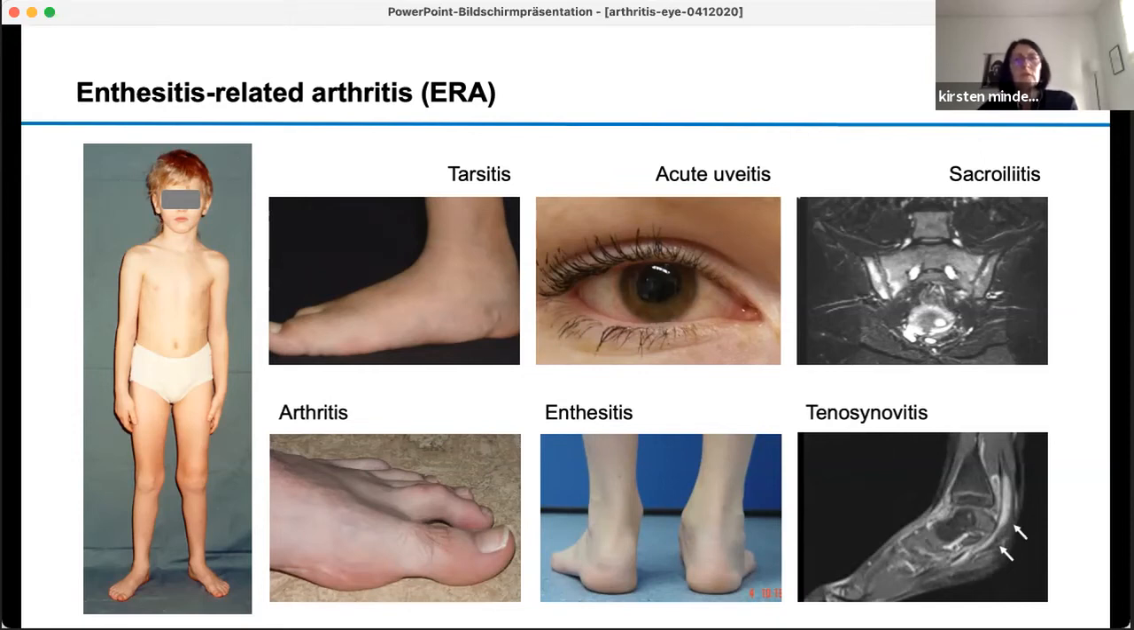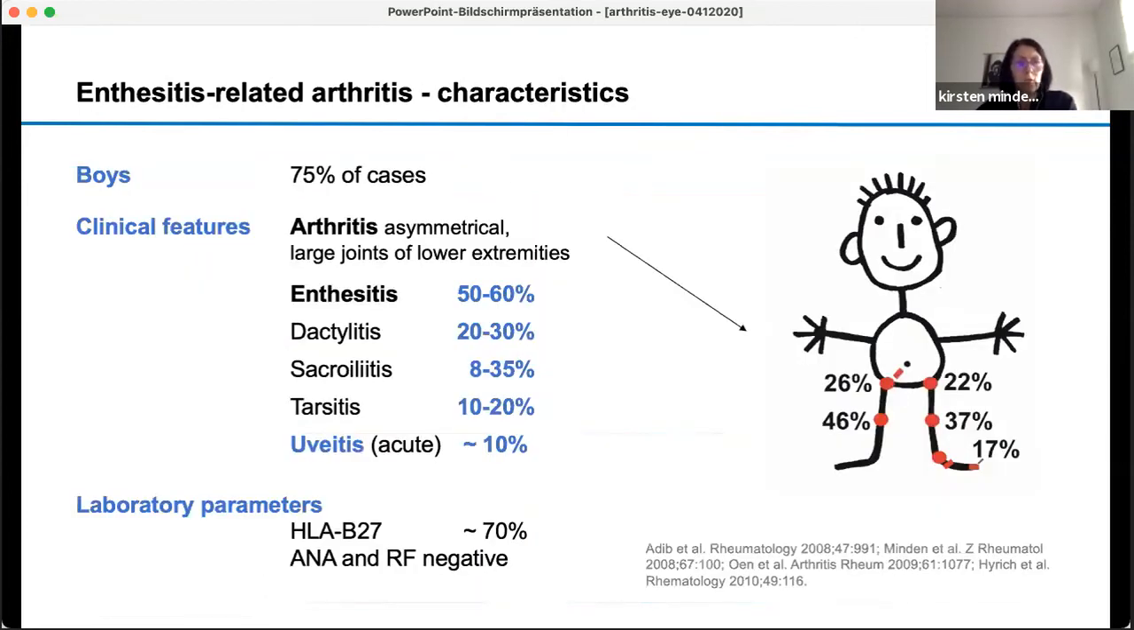And this uveitis is different from that in oligo and polyarthritis because it's usually acute, symptomatic, unilateral, and as you can see, the eye is red. In adolescents with this type of JRA, arthritis and enthesitis are clinically predominant. And as in oligoarthritis, the large joints of the lower extremities are primarily affected, but here the hip joints are also often included, and this is very rarely the case in patients with oligoarthritis. HLA-B27 is a hallmark of this disease.